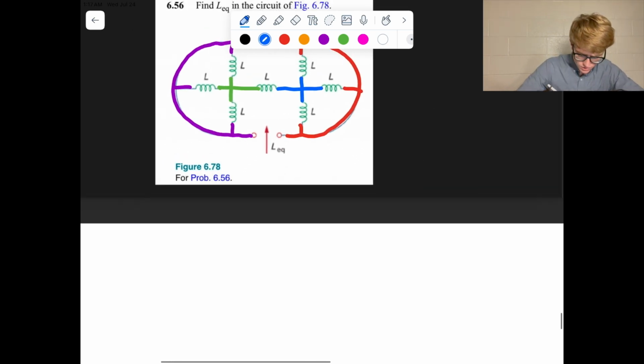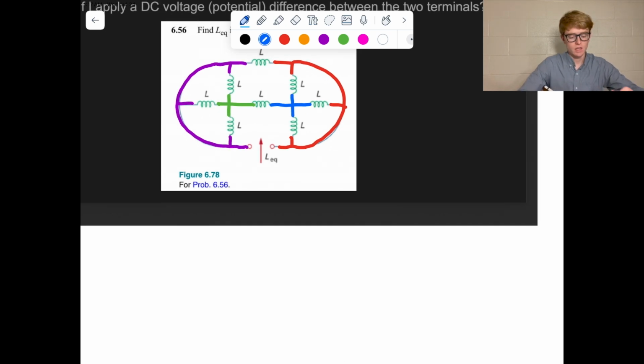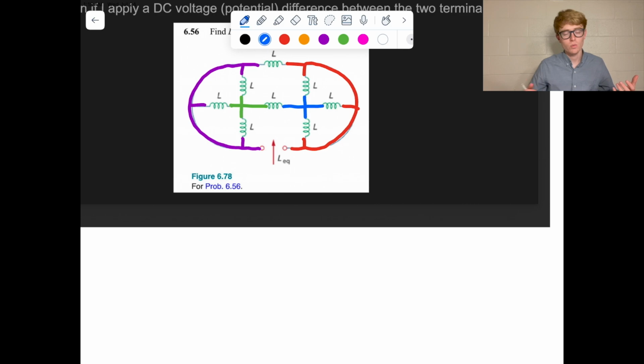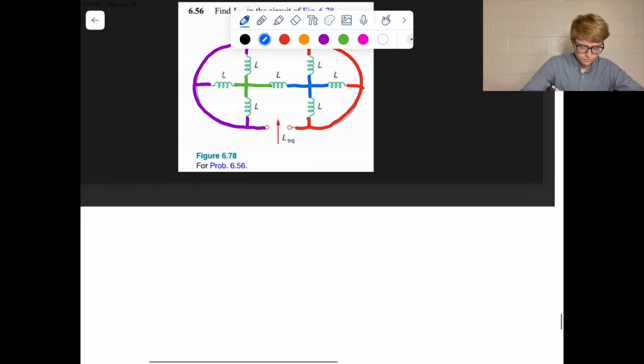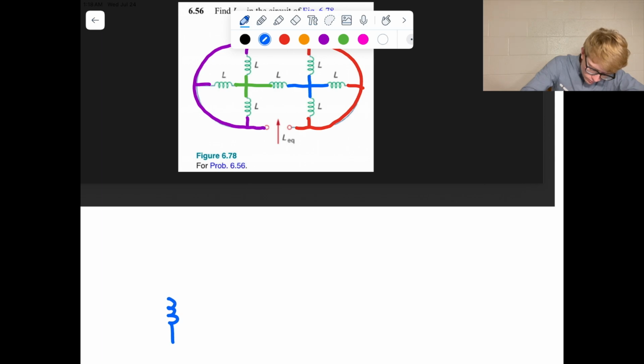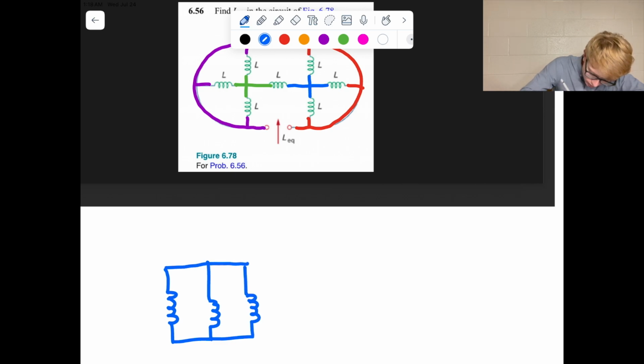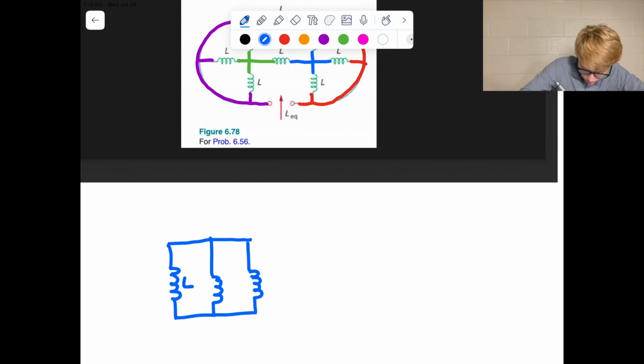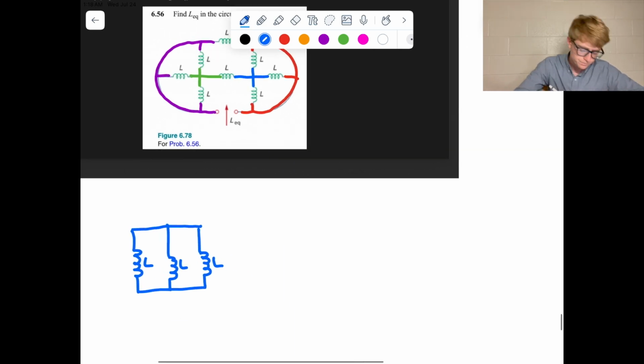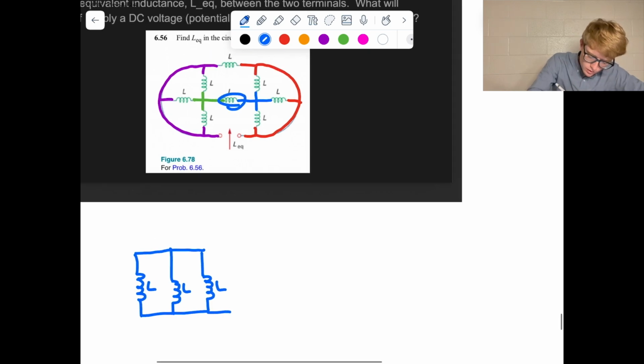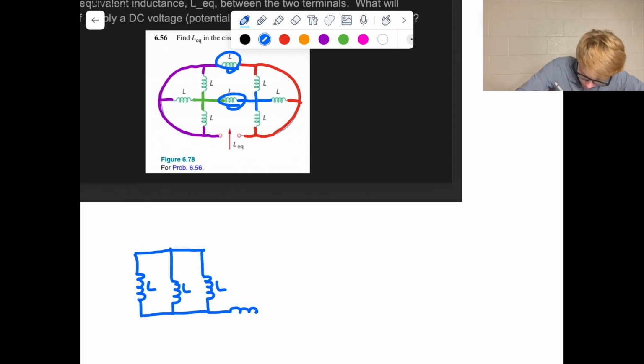Okay, so let's kind of redraw this circuit in a slightly more easy to follow fashion, okay? So let's just draw out all those inductors there first. So there's my 3 inductors that are going to end up being in parallel actually. Now we can see that. And all the inductors have inductance L in this problem. And then we have this inductor and we've got this inductor. So let's draw those in to connect our 2 groups of parallel inductors. So this has L and this has L.